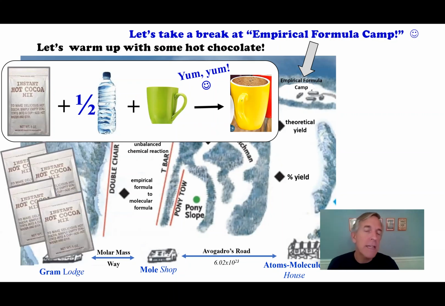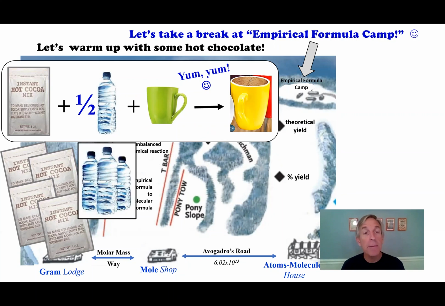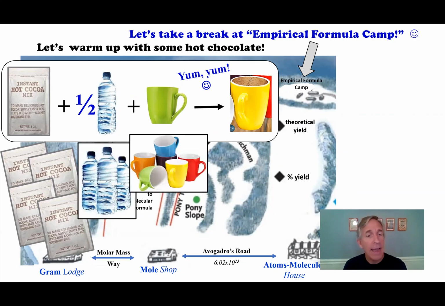Well, when I got to the top of Empirical Formula Camp, there were 4 packets of hot cocoa mix, 3 bottles of water, and 6 mugs lying around. So with these quantities just lying around in Empirical Formula Camp, the question really becomes, how many mugs of hot cocoa can I actually make?